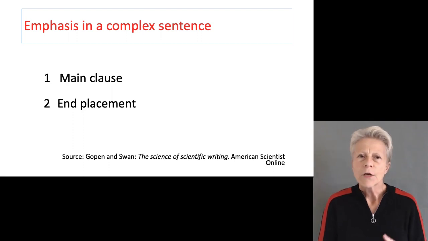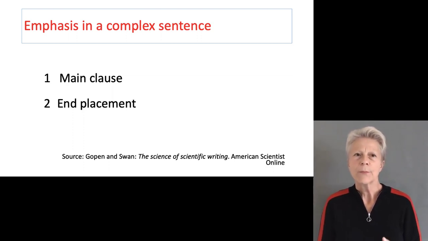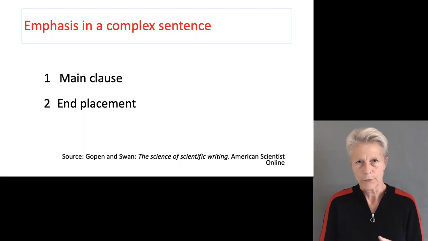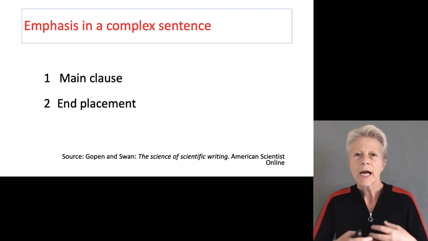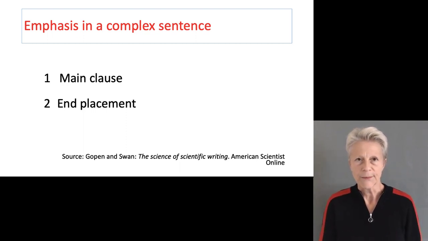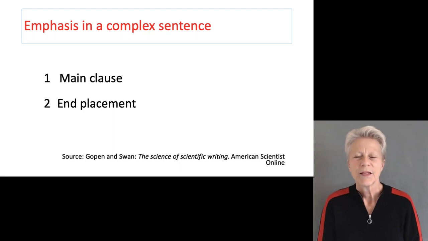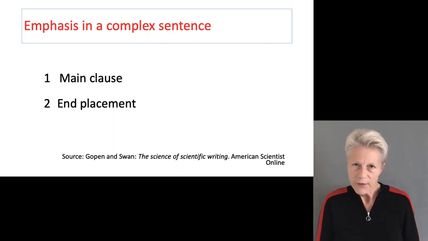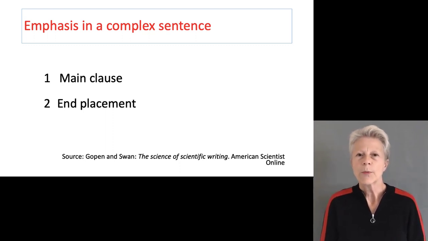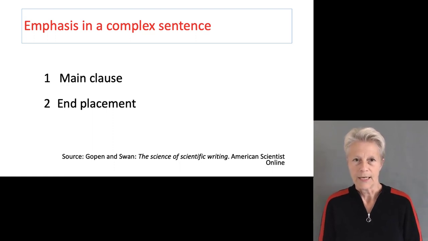A big plus of a complex sentence is the fact that you can put more weight on a specific part of your message. You can kind of highlight it by your grammar. Now, how? Well, it's quite simple. Put your most important statement in the main clause and put it in the end position. The examples I will give here to illustrate this are taken from Gopen and Swan, their article named The Science of Science Writing. It's available at the website.